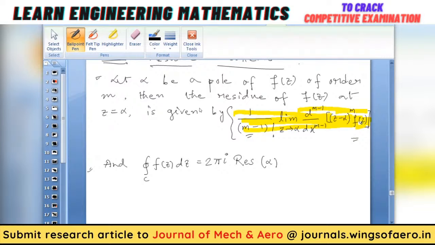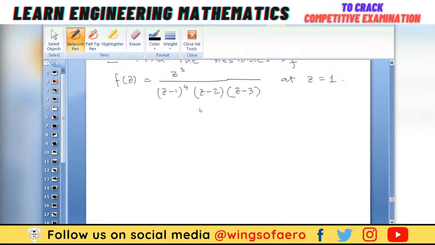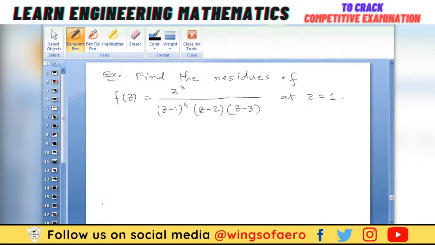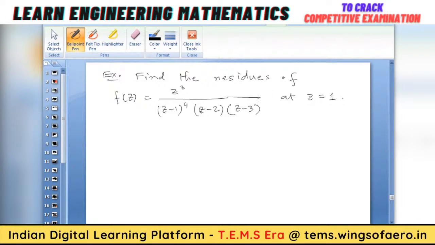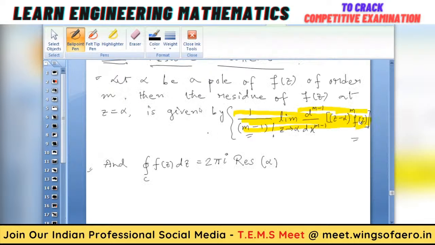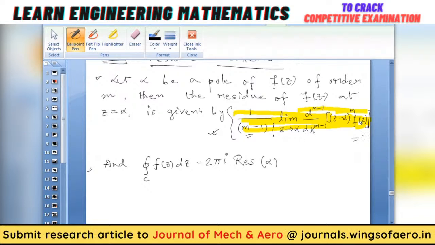So to solve a complex integration, we should first find out the residues. Okay, and this is the residue theorem. This is the residue theorem: 1 by m minus 1 limit z tends to alpha, this one.